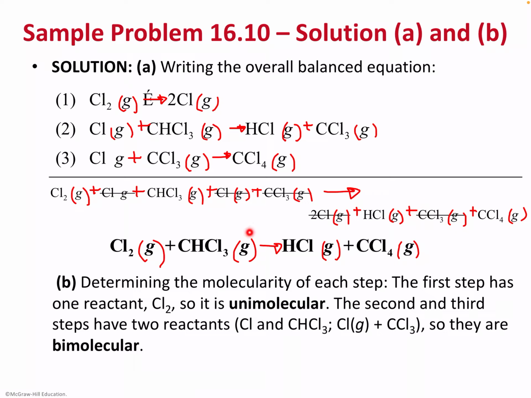And then we're going to see what are the common ones on both sides. So there is 1 chlorine, 2 chlorine, 2 chlorine that get cancelled. And CCl3 on the reactant side, CCl3 on the product side, they get cancelled. So what is left is chlorine, CHCl3, and then on the product side we have HCl and CCl4. So that is the balanced equation.